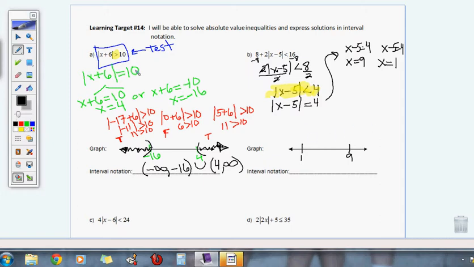And then I test my regions. Testing my regions, once again, we want to test right back in there. That's where we're going to test. So testing 0, oh, be careful.